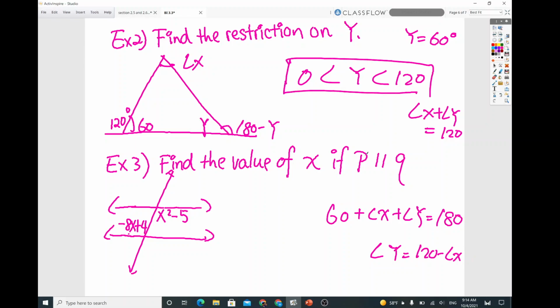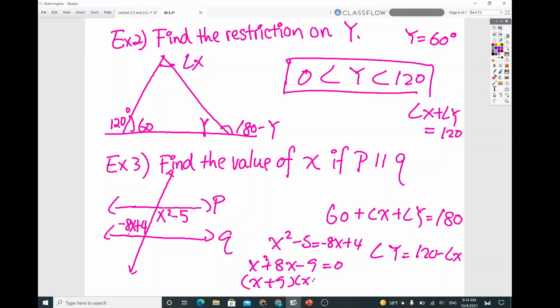Okay, so find the value of x if those two lines are parallel. P and Q are parallel. So we do know that these two angles are alternate interior angles. So that means x squared minus 5 equals negative 8x plus 4. Solve for x. Bring everything together to one side. So negative 5 minus 4, that'll be negative 9. And this one looks like it is factorable. So x plus 9, and then x minus 1.